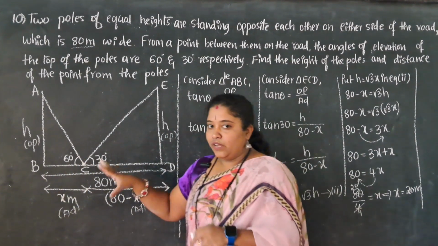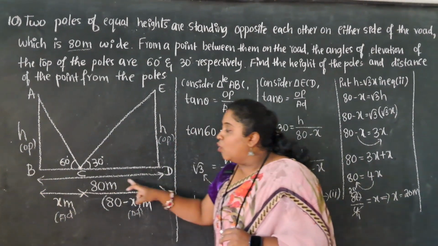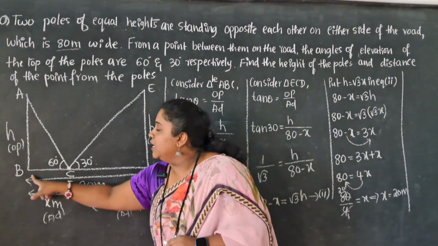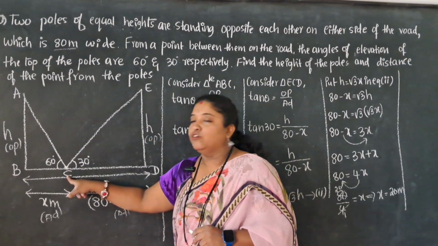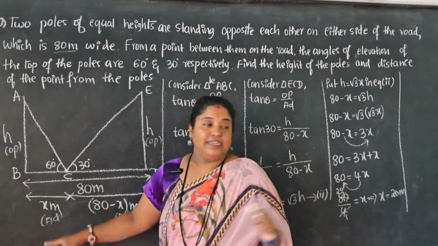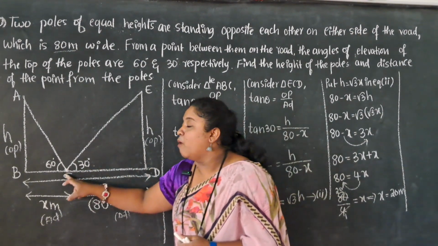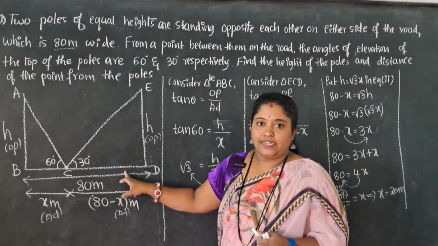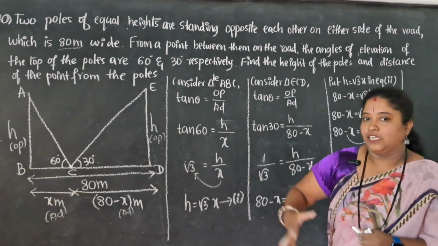Now, carefully listen to my question and answer it in the comment section. If the total length of the road is equal to 80 meter and from here to here, the distance from the first pole to the point of consideration, the length is 20 meter that we have calculated, then what might be the length from the point of consideration to the second pole? You have to calculate it. Understanding? At the end, I'll give you the answer, but still try to calculate it.